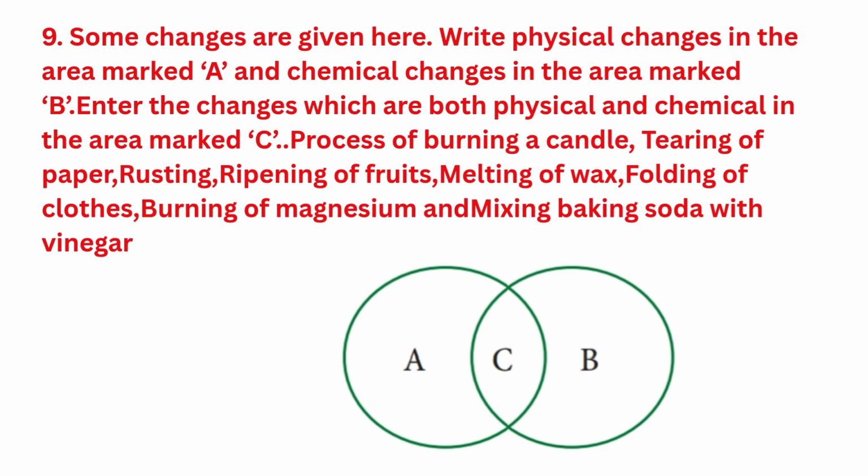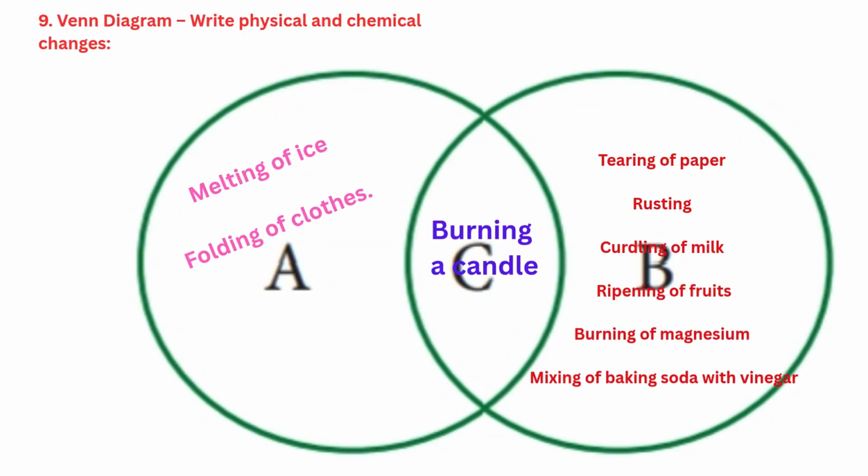Question number 9: Venn diagram. Write physical and chemical changes. Some changes are given here. Write physical changes in the area marked A and chemical changes in the area marked B. Enter the changes that are both physical and chemical in the area marked C. In area A, physical changes: melting of ice, folding of clothes. In area B, chemical changes: tearing of paper, rusting, curdling of milk, ripening of fruits, burning of magnesium, mixing of baking soda with vinegar. In area C, both physical and chemical change: burning a candle.